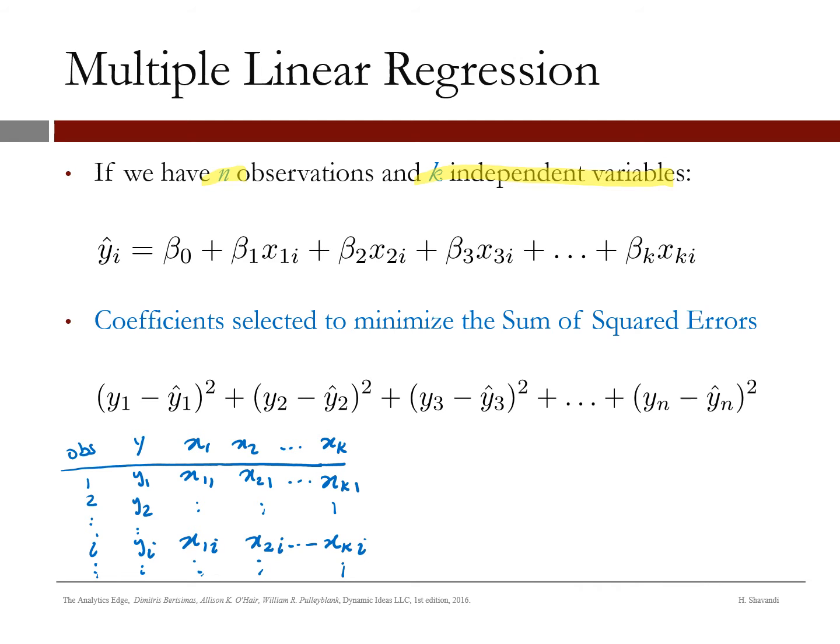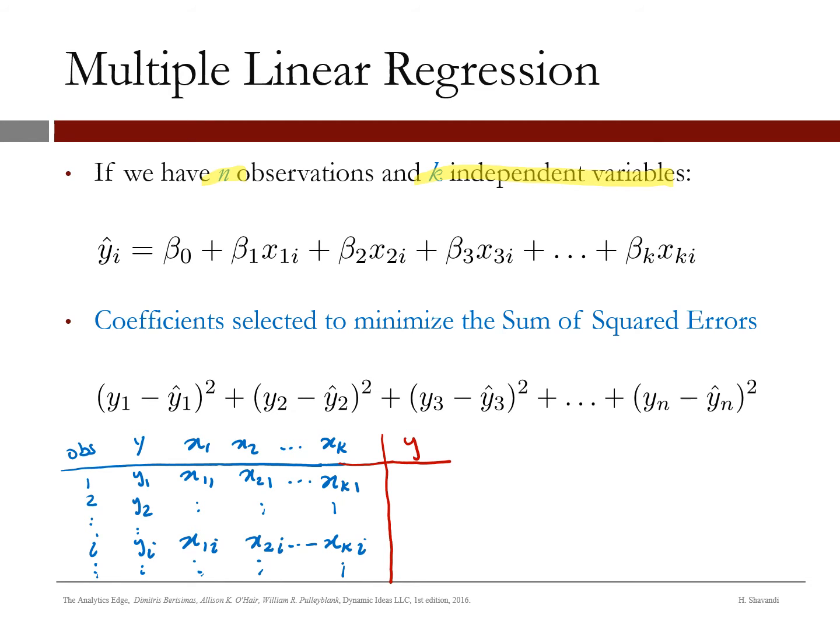So here we want to have a prediction for the outcome, the dependent variable y, by having a multiple linear regression. Why do we call it multiple? Because here we have multiple independent variables. If we have just one independent variable, it will be a single variable linear regression, but here we have multiple ones, so it is called multiple linear regression.